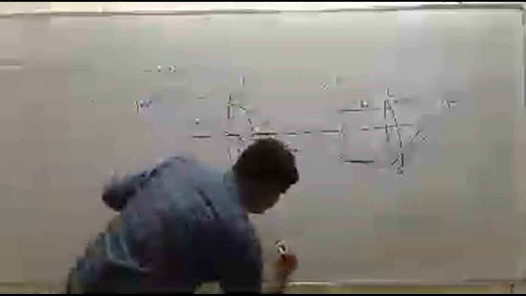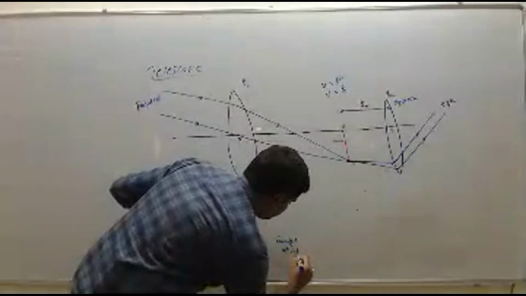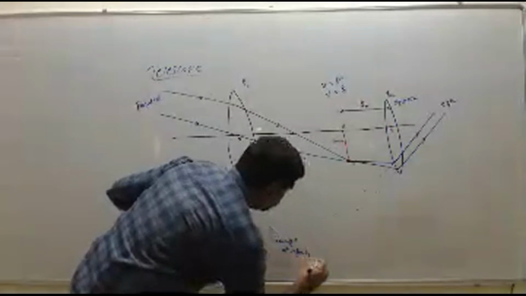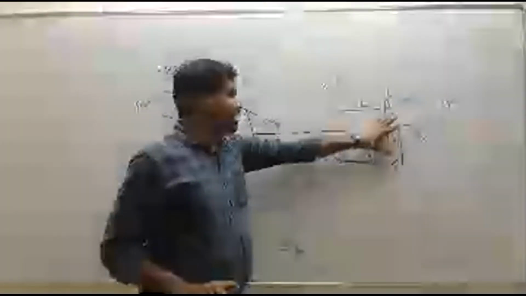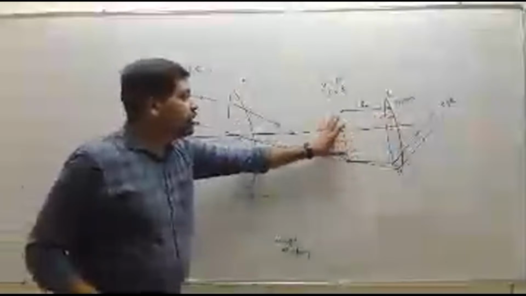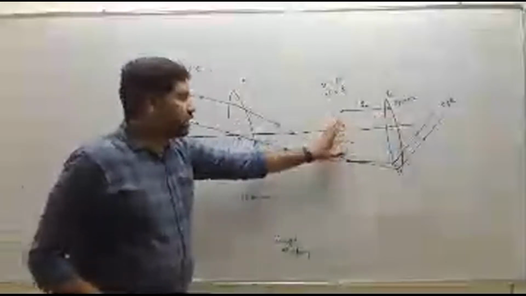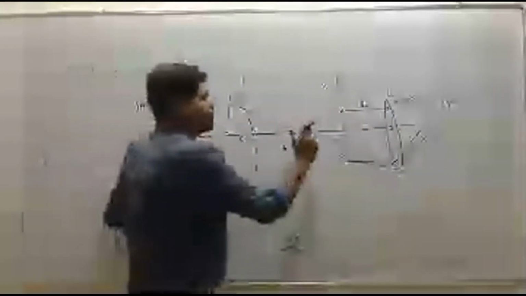So if the image is formed at infinity, then we get a clear picture of the image. That is, we have a clear picture of the object. Image at infinity means that the image is very clear.